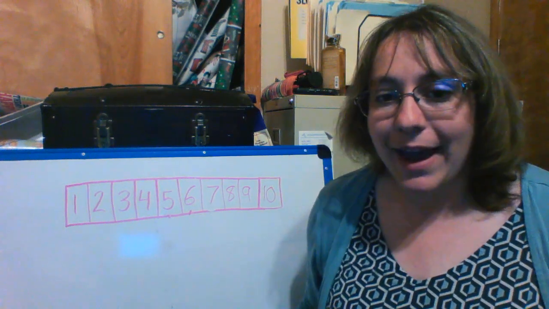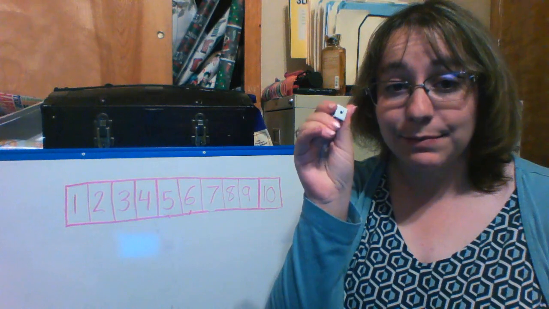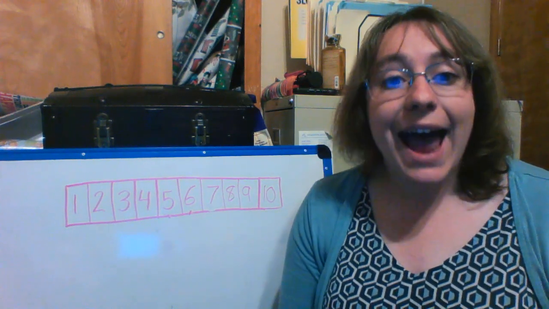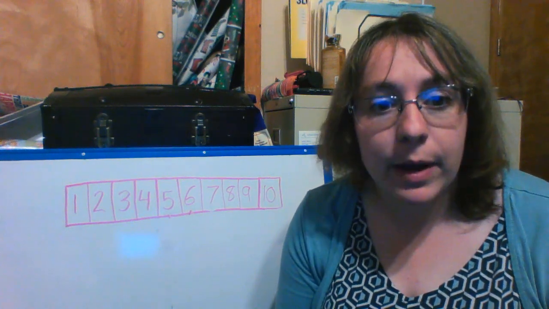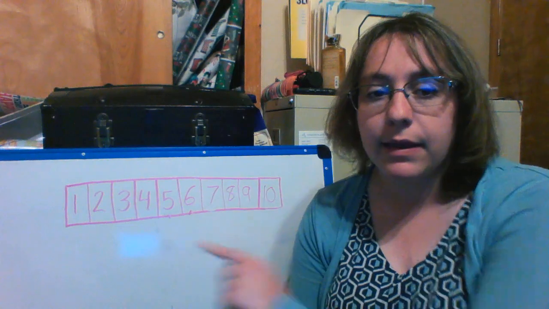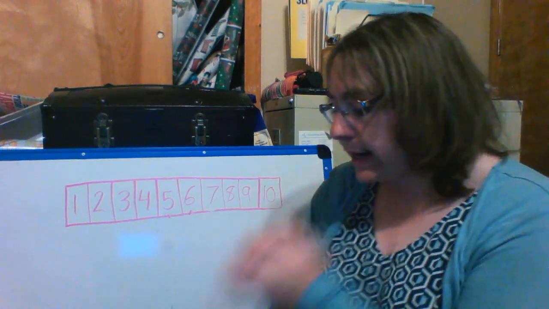Welcome back. Okay, here's how this is going to work. Miss Huff has a dice, okay? So I'm going to roll the dice, and then I'm going to show you the number that I rolled. And that is the number that we are going to start with, okay? So that's the number on our number path that we are going to start on, okay? So here I go. I'm going to roll my dice.